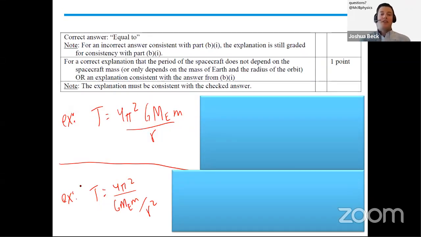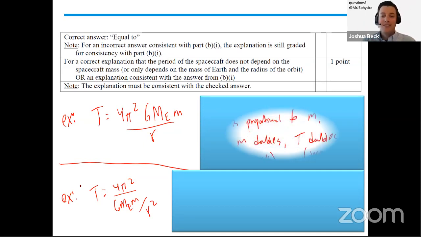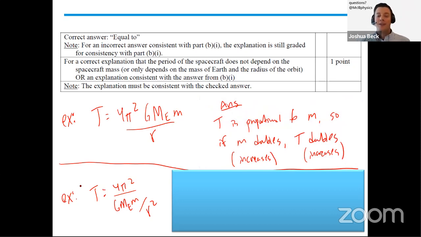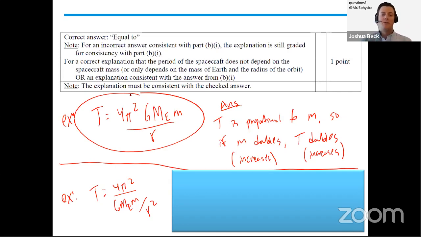Now here are some other scenarios. Here's a totally wrong equation. If you got the wrong equation, but you used it properly, you can still get the points. You just have to make sure that you analyze that equation properly. Here they said T is proportional to little m. So if m doubles, then T would double. Right, so in this particular case, they had the wrong equation for T, but as long as you analyze it properly, right, this part of the problem is not asking you to derive a new equation. It's asking you to analyze the equation that you just derived.